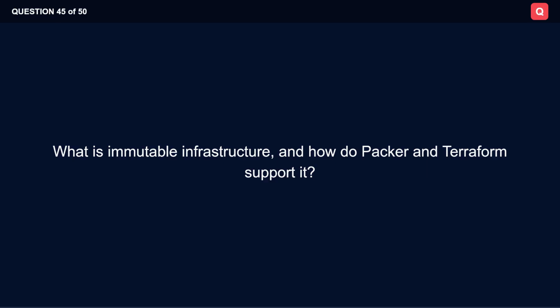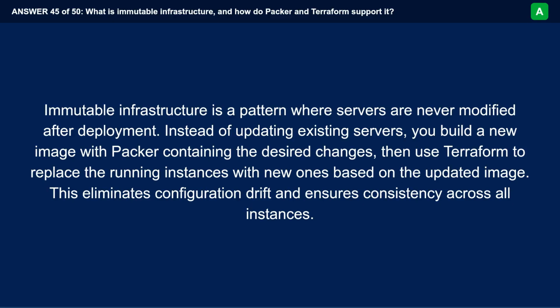What is immutable infrastructure, and how do Packer and Terraform support it? Immutable infrastructure is a pattern where servers are never modified after deployment. Instead of updating existing servers, you build a new image with Packer containing the desired changes, then use Terraform to replace the running instances with new ones based on the updated image. This eliminates configuration drift and ensures consistency across all instances.